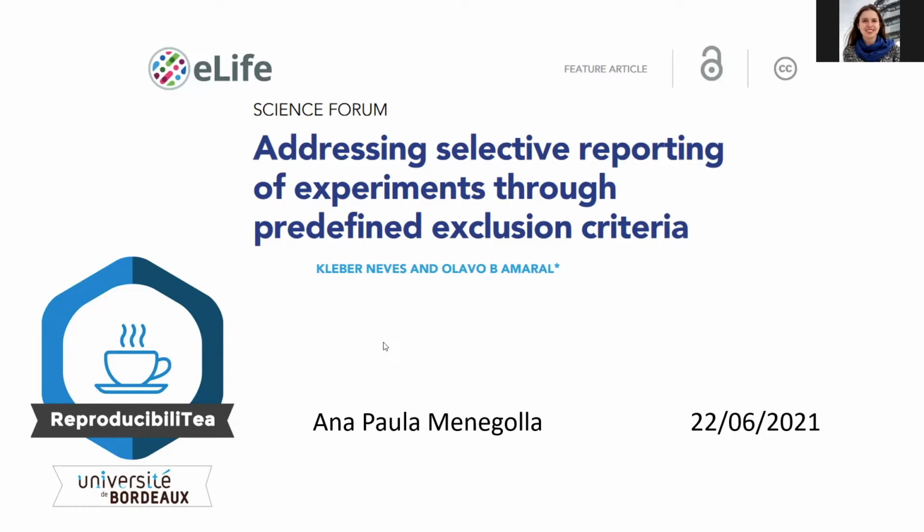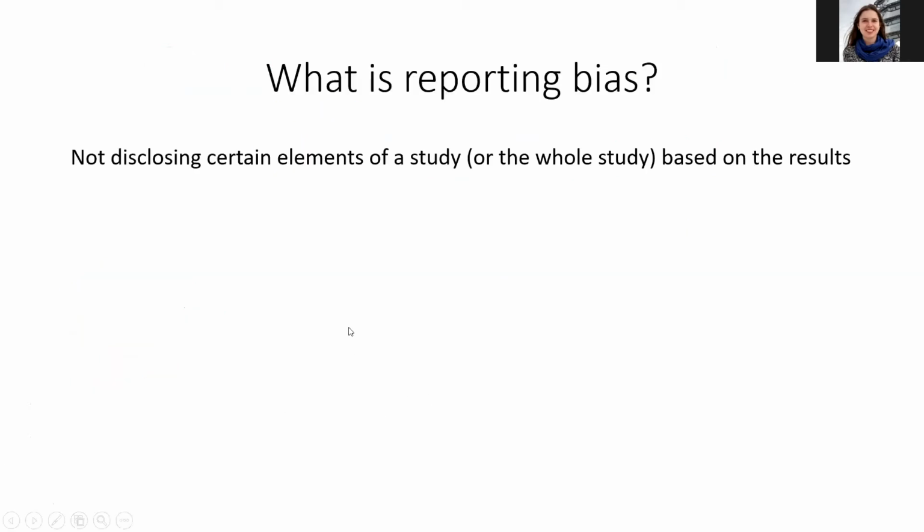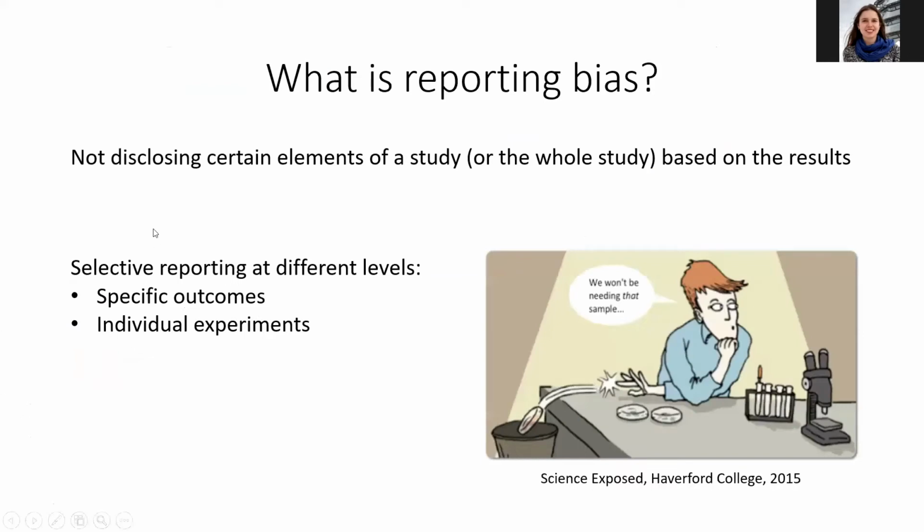So, okay, what would be this reporting bias? It is about not disclosing certain elements of a study, or even not disclosing the whole study deliberately based on the direction of the results. This way, negative or undesired findings are suppressed. Selective reporting bias can happen at different levels.